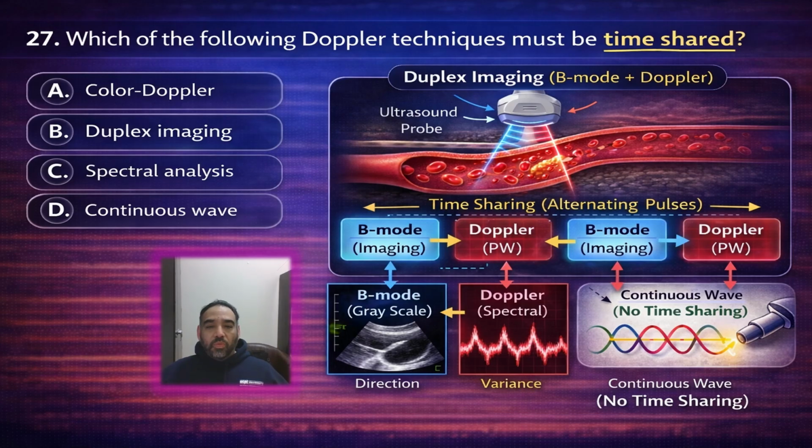So the machine rapidly alternates, right? B mode pulse, Doppler pulse, B mode pulse, Doppler pulse. And that rapid switching equals the time sharing. It happens so fast, you don't see the switching, but physically it has to occur.